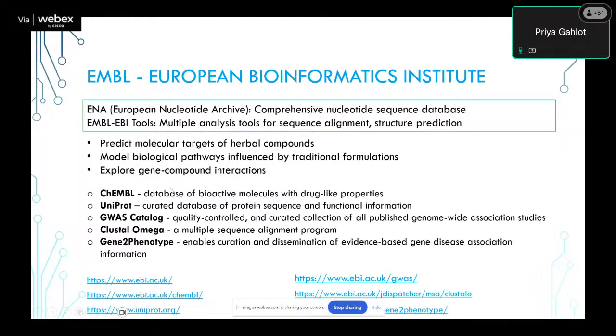There you can predict molecular targets for your herbal compounds using EMBL. You can also model biological pathways influenced by traditional formulations. And you can also explore gene compound interactions using this database. So I'm just telling you what all you can do. EMBL is a bigger organization, and ChEMBL, UniProt, GWAS, Clustal Omega, these are all tools which are available in EMBL.